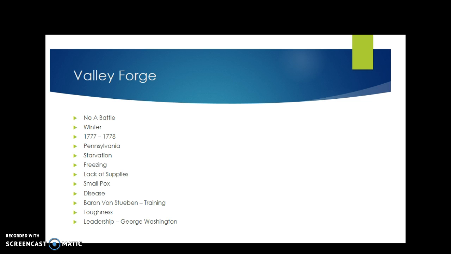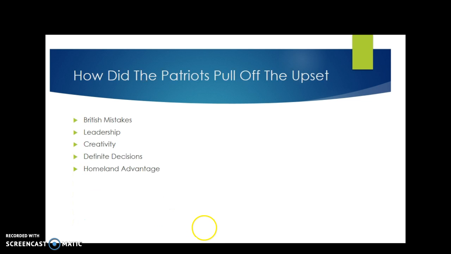Baron von Steuben from Prussia taught them how to fight in a traditional format, learning how to use bayonets, how to charge and move together in open fields, and they emerged from the terrible winter tougher, stronger, more together than ever, thanks to the tremendous job of leadership by George Washington.